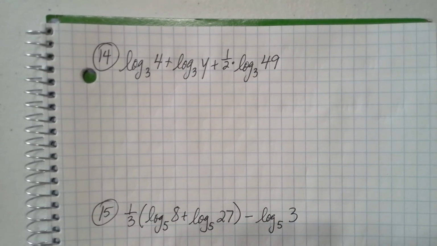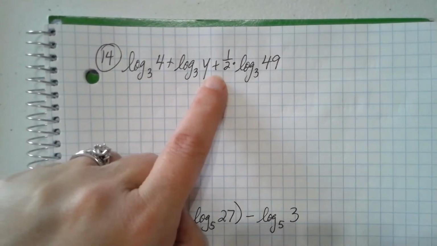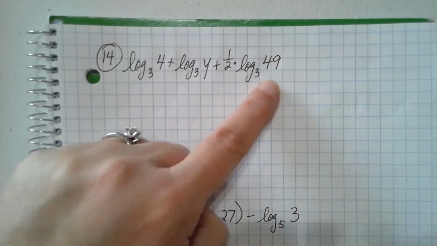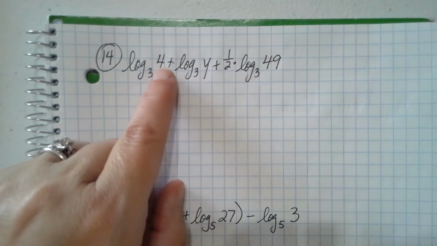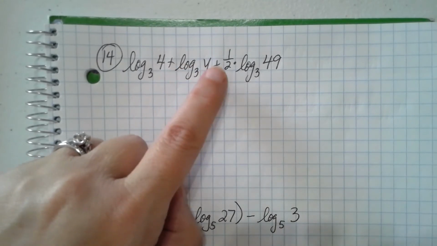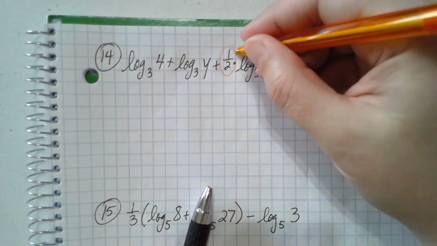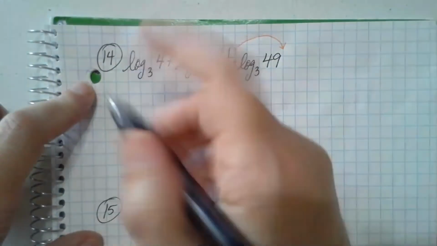And really, these have fractions in them, which is kind of what makes it a little bit harder. So I just want to go through a couple of those. Okay. All right, log base 3 of 4 plus log base 3 of y plus half log base 3 of 49. Okay. All right, so what do these plus signs here tell us to do? We're going to multiply. And then this half is going to go where? As an exponent on the 49. Okay, so that would look like this.